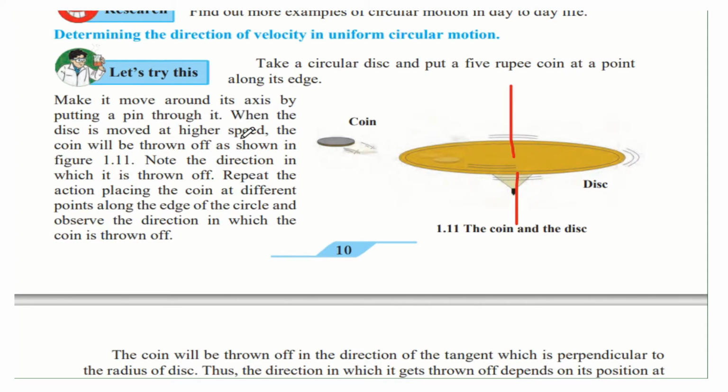When the disc is moved at higher speed, the coin will be thrown off as shown in the figure. So the coin was placed at the edge, and when you kept moving it round and round, the coin was thrown off, like how we can see here. Note the direction in which it is thrown off. Repeat the action by placing the coin at different points along the edge of the circle and observe the direction in which the coin is thrown off. So you have to repeat this experiment again and again by placing the coin at different locations around the edge. And again you have to turn it and watch where the coin is thrown off.